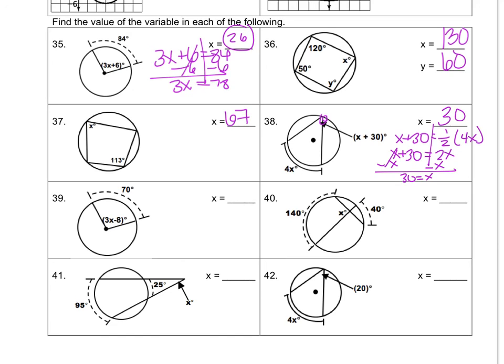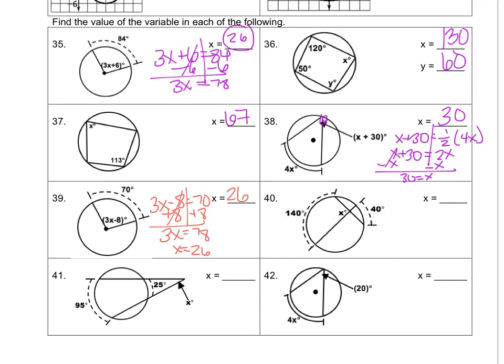Okay, on 39, again, you have a central angle. So since you have a central angle, the arc value is going to be the same. So I'm going to set them equal to each other. So I have 3x minus 8 equals 70. Add 8 to both sides. So you have 3x equals 78. And when you do 78 divided by 3, you're going to get x equals 26.